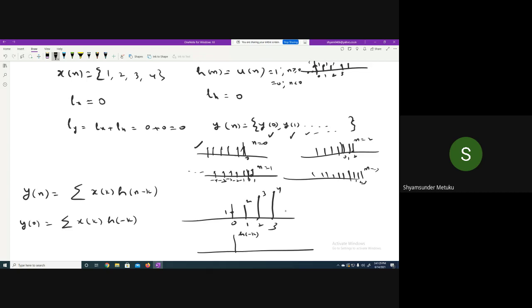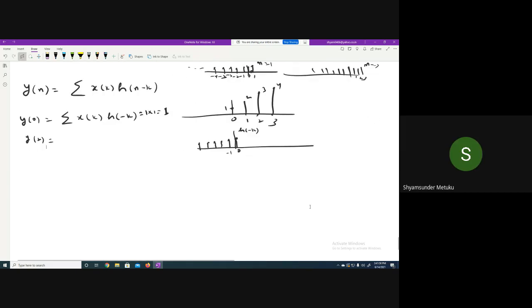Tell me. Yes, sir. So how many samples will get overlapped? Only one, right? So what is the value? 1 into 1 is equal to 1. Correct. Next we go with y of 2.